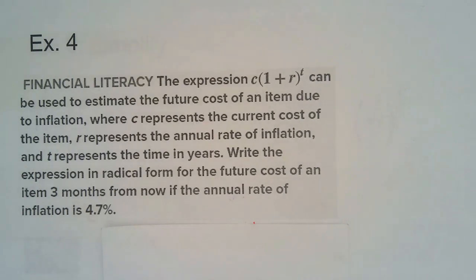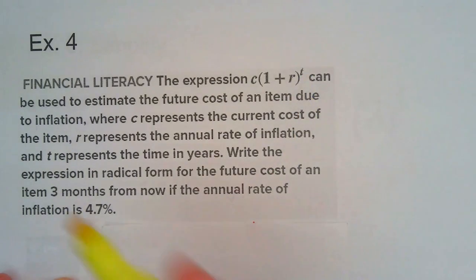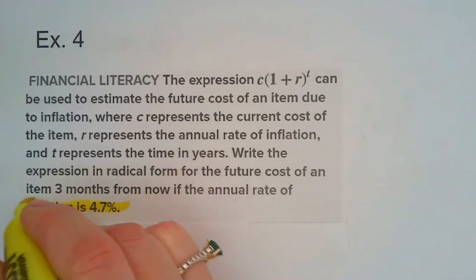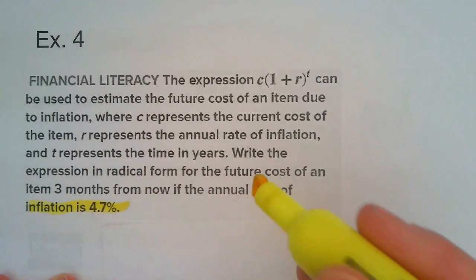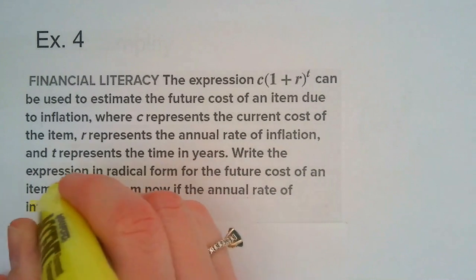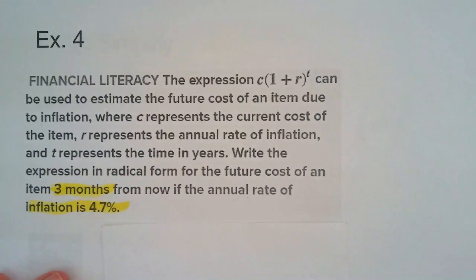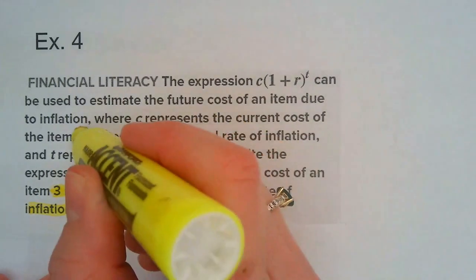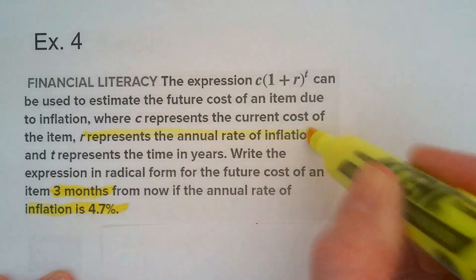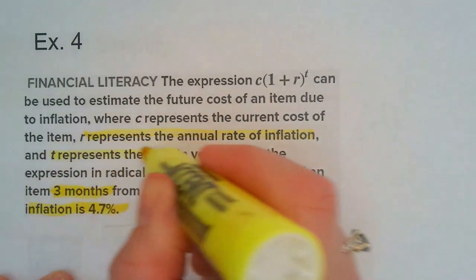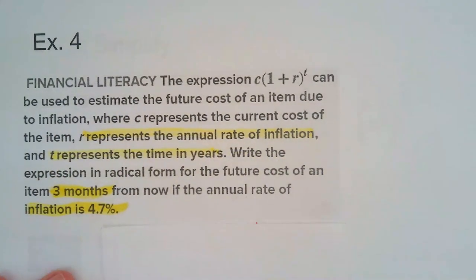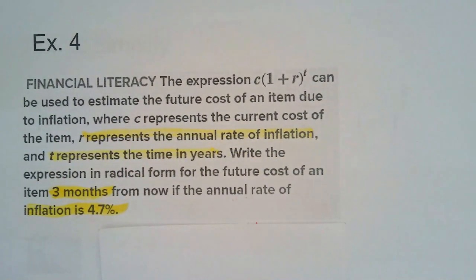So I'm going to see if I can find things that I can put in my formula. So I see an inflation of 4.7%. I see the future cost after 3 months. And then I don't really see a whole lot anymore. So I see up here it tells me that R is going to represent my inflation rate and T is representing my time in terms of years. So that's going to be important.